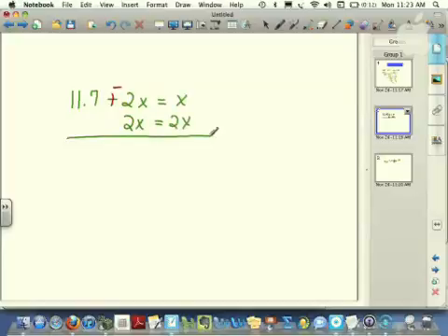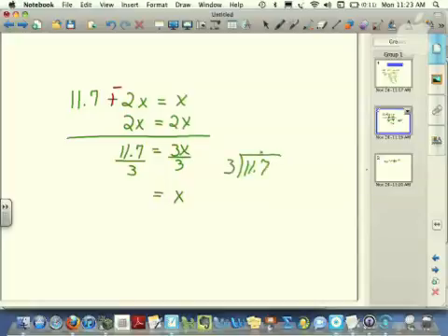Now, the negative 2x and the positive 2x, of course, will add up to 0, and I will have 11 7/10 on this one side, and 1x and 2x are 3x on the other side. Then I'll divide both sides by 3. If I have to, I'll come over on the side and do my long division or short division. Put my decimal up. 3 goes into 11 3 times, because 3 times 3 is 9. So there'll be 2 left over, and 3 goes into 27 9 times. So x is 3 9/10.